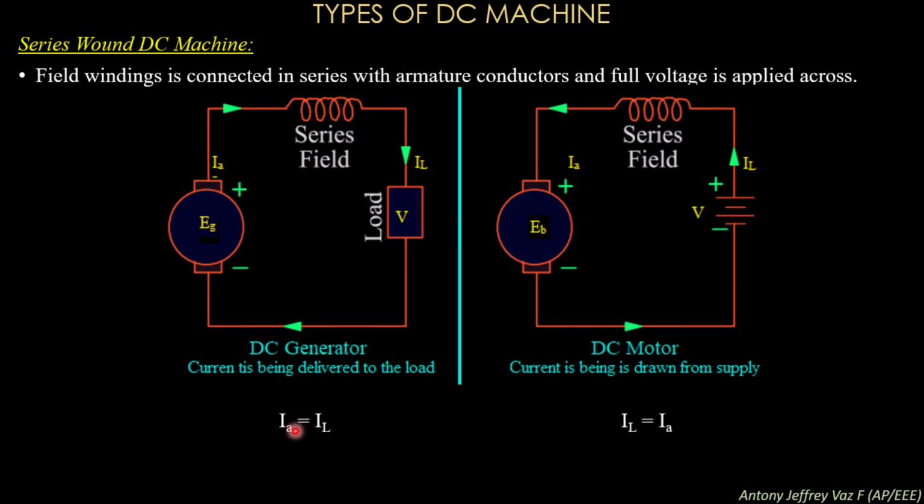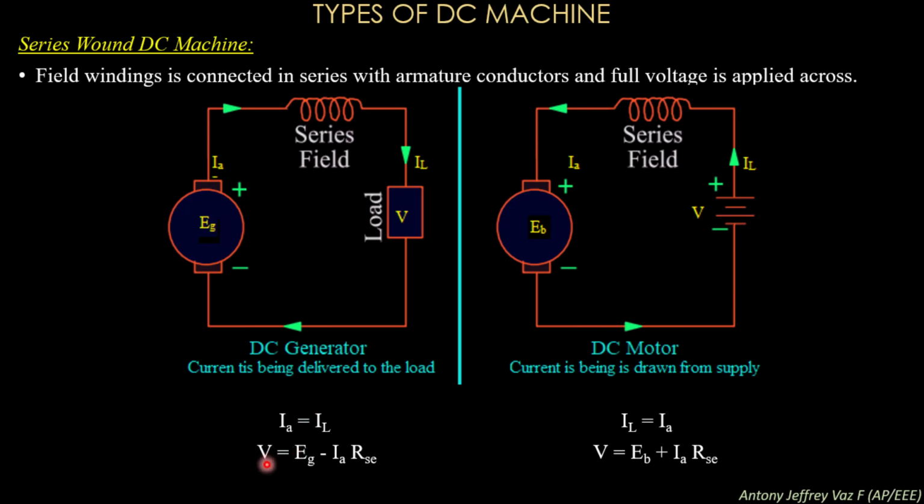Here you can see both the armature and the series field are in series. You can say the armature current will be equivalent to the load current, and which will be equivalent to ISE. Here the ISE term represents the current flowing through the series field. The current IA, the current through the series field, as well as the current through the load, will all be the same.